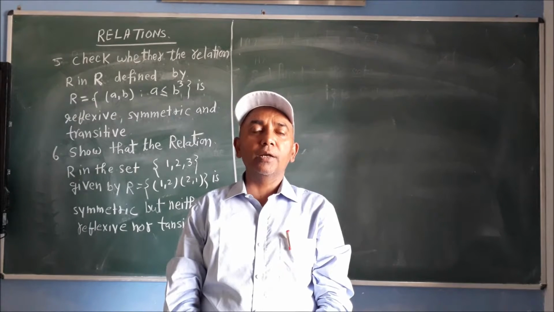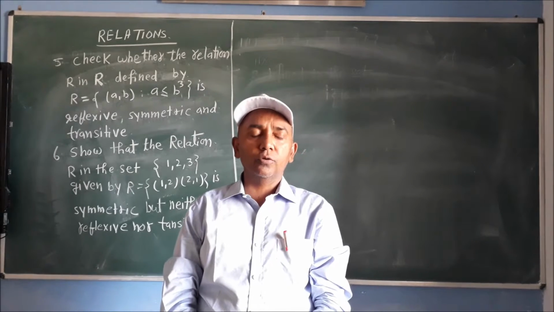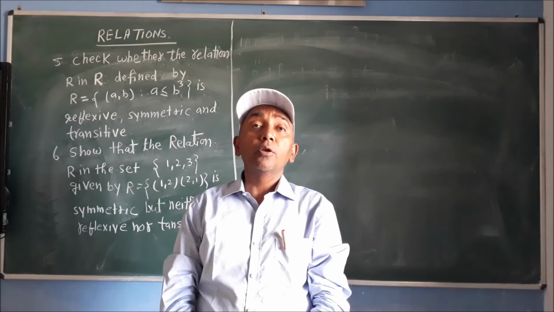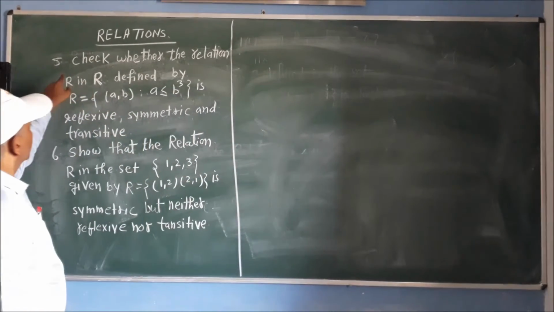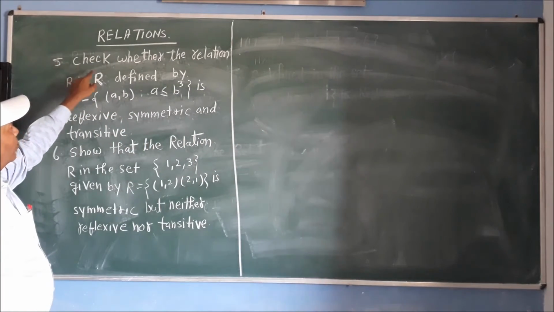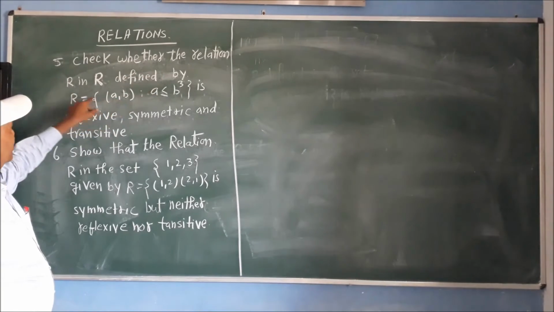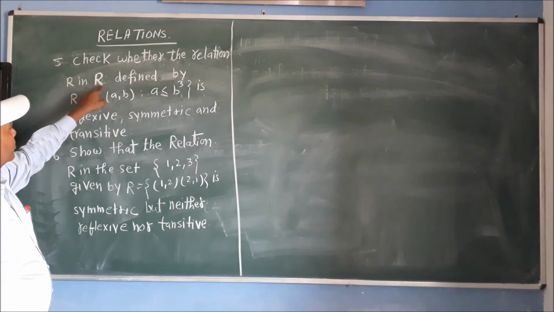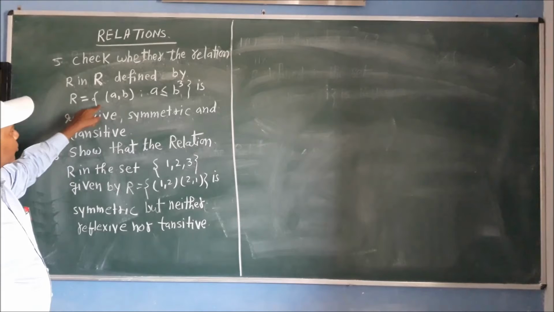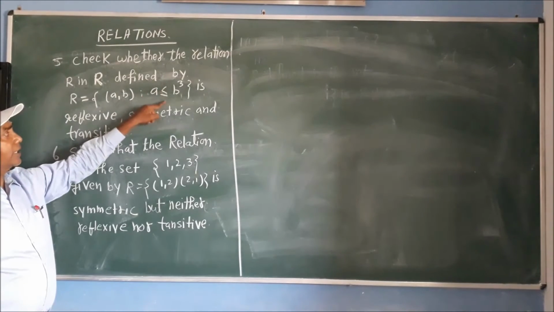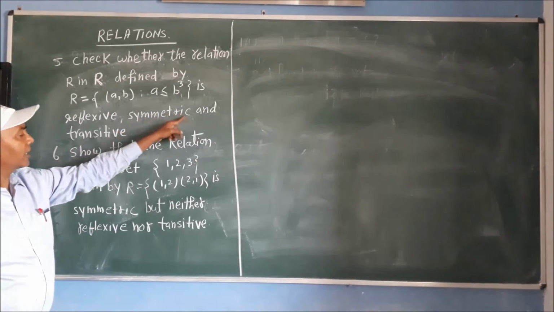Today our topic is again relations, and in relations I am going to provide you some solutions of questions. So here is question number 5. I had given homework in my last class. The question is, check whether the relation R on the set of real numbers, defined by R = {(a, b): a ≤ b³}, is reflexive, symmetric and transitive.